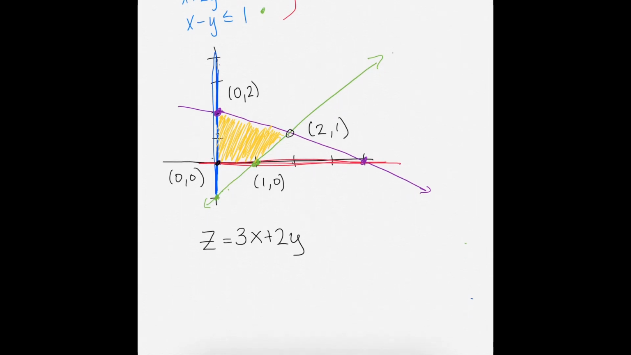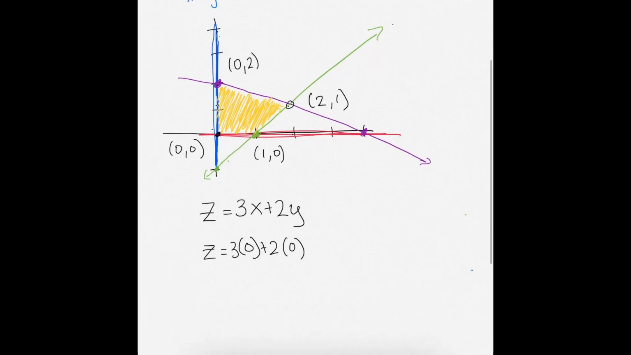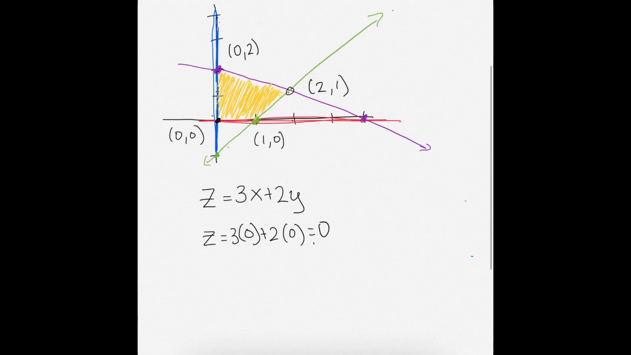So I'm going to plug each one of these in. So I'll try 0, 0 first. Z equals 3 times 0 plus 2 times 0. This one gives me 0. It's pretty obvious this will not maximize this function. So the next one, z equals, let's try the 1, 0. 3 times 1 plus 2 times 0. This gives me 3. All right.